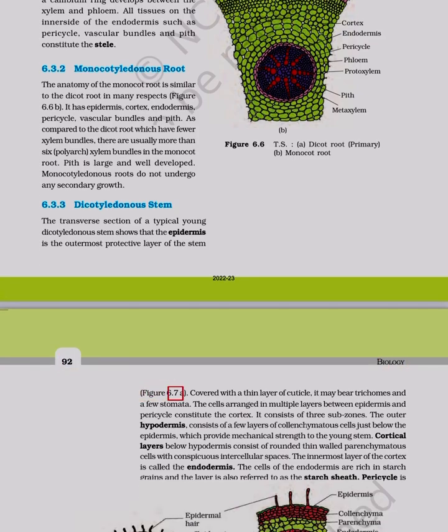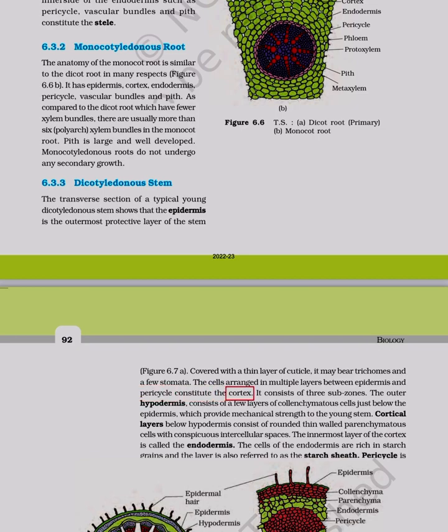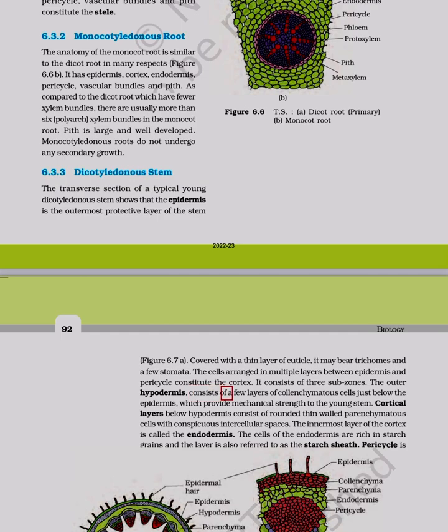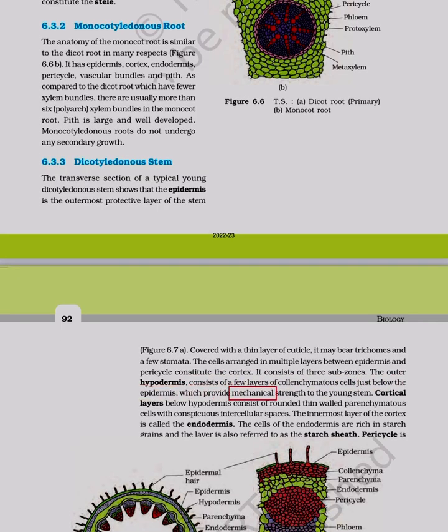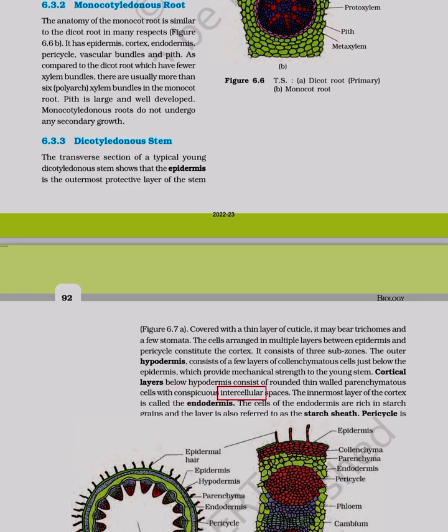Figure 6.7. The stem is covered with a thin layer of cuticle. It may bear trichomes and a few stomata. The cells arranged in multiple layers between epidermis and pericycle constitute the cortex. It consists of 3 subzones. The outer hypodermis consists of a few layers of parenchymatous cells just below the epidermis, which provide mechanical strength to the young stem. Cortical layers below hypodermis consist of rounded thin-walled parenchymatous cells with conspicuous intercellular spaces.